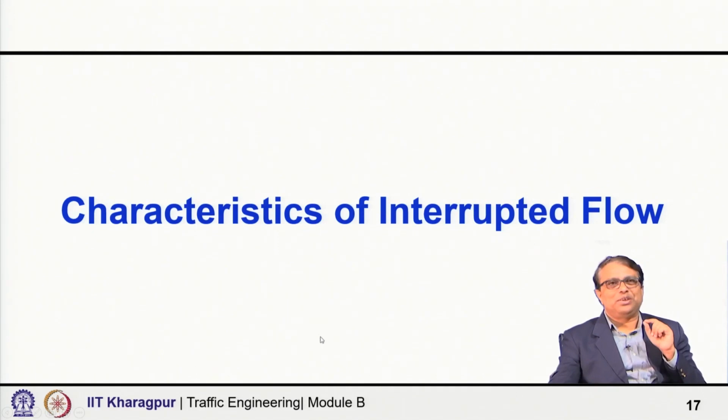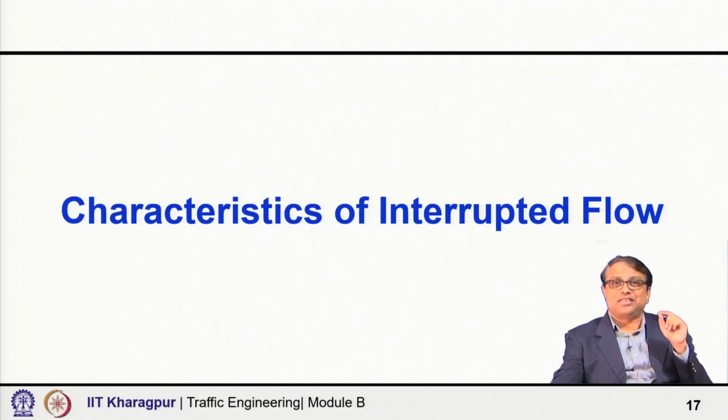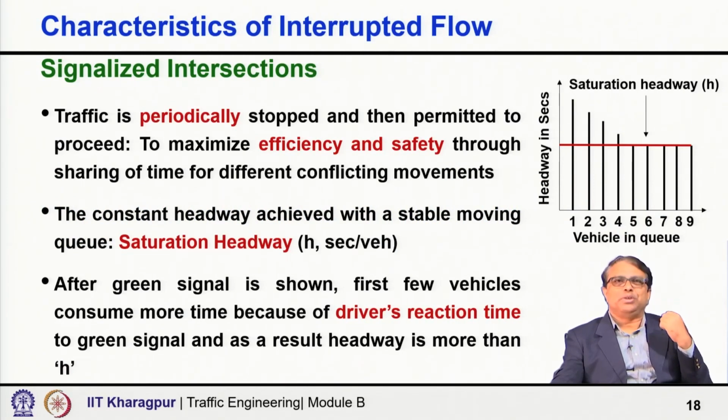Now, before I close, very quickly I discuss some basic characteristics of interrupted flow, and in module E, I am going to come back and we shall discuss in details about interrupted flow, especially how the traffic operations happen at intersections and signals. But here a very brief.